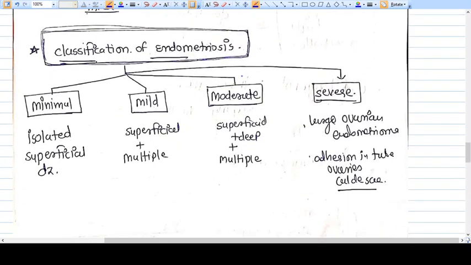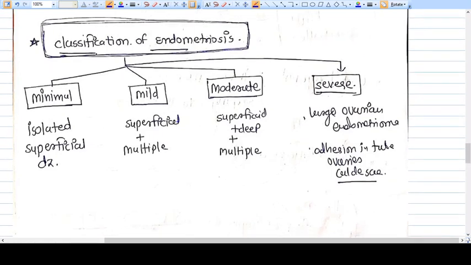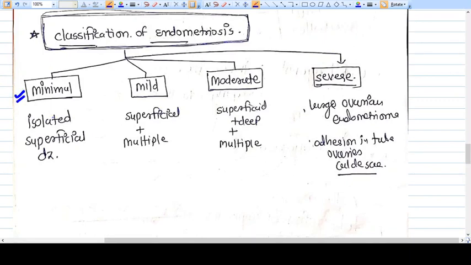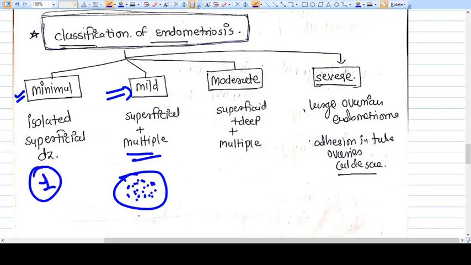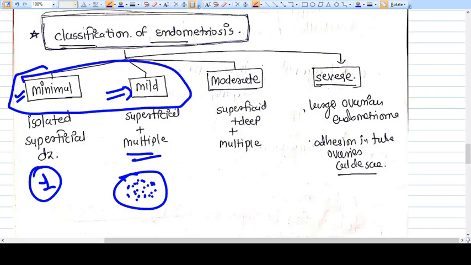Now there is a classification of endometriosis on the basis of the lesions seen in laparoscopy. The first class is minimal endometriosis, in which we can see some isolated superficial disease, with powder burn lesions seen on the endometrium, reddish black. The second category is mild, in which we have superficial endometriosis but multiple lesions. Here is an isolated lesion, here multiple lesions, but both minimal and mild disease have superficial burns.